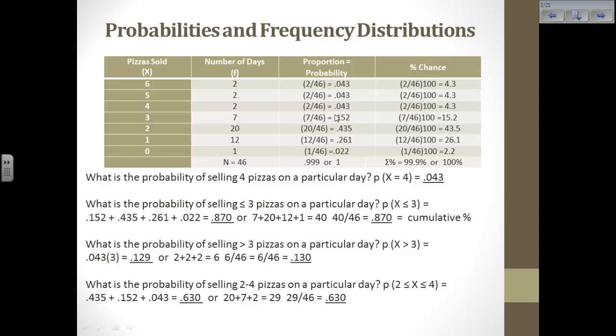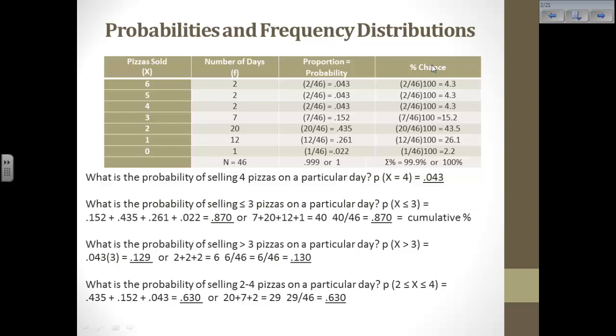Notice that whenever you add up all of the probabilities for all the possible outcomes, you will get 1, or something very close to it within rounding error. Remember, 1 represents absolute certainty. So for instance, we are absolutely certain that if we randomly selected any given day in this data set, they would have sold between 0 and 6 pizzas, adding them all together.